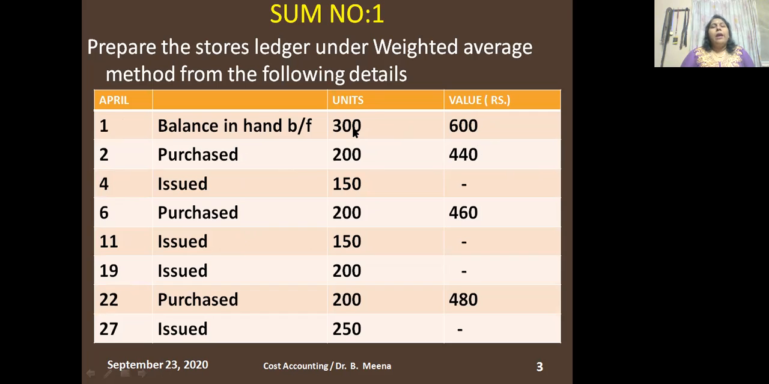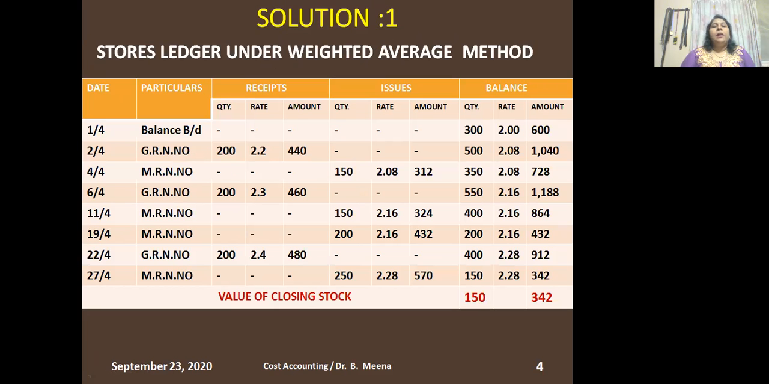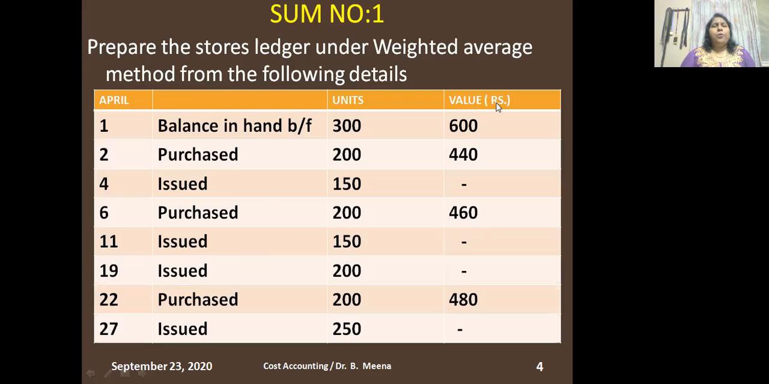Let me check each and every date, how we will work out and prepare the stores ledger under the weighted average method. As usual, I will put the heading, stores ledger under weighted average method, with the same columns: date, particulars, receipts, issues, and balance. Then as per the problem, the first date is 1st April, balance in hand, that is the opening stock. So balance brought down will be the particular. I'll take this information to the balance column, 300 units. The value is 600, so what is the rate?